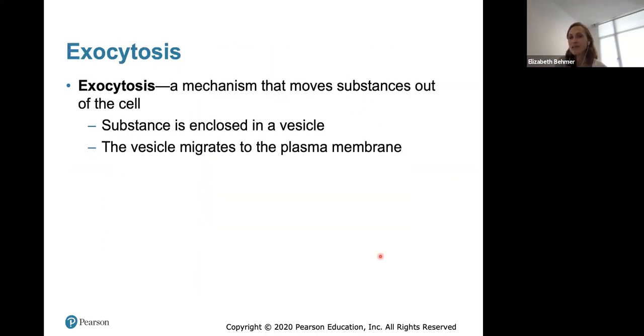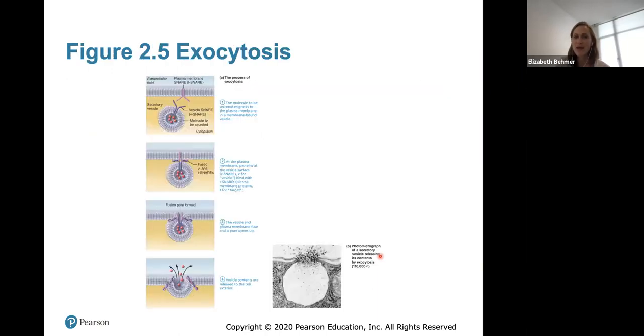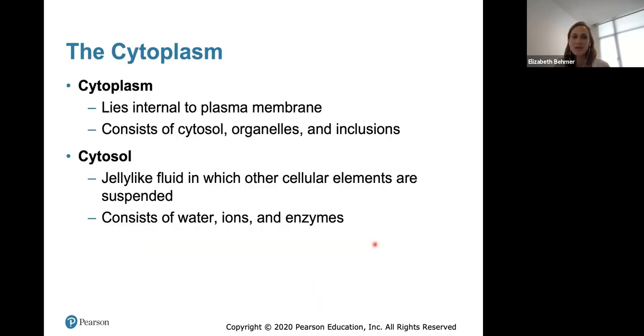Exocytosis then is a mechanism that moves substances out of the cell. The substance is enclosed in a vesicle. The vesicle migrates to the plasma membrane. As shown here, the vesicle fuses with the plasma membrane, and the vesicle contents are released to the exterior. And here's a photomicrograph of a secretory vesicle releasing its contents at about 100,000 times magnified.